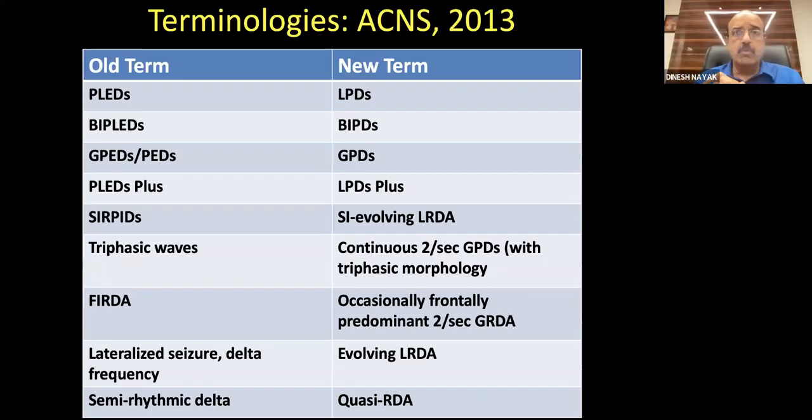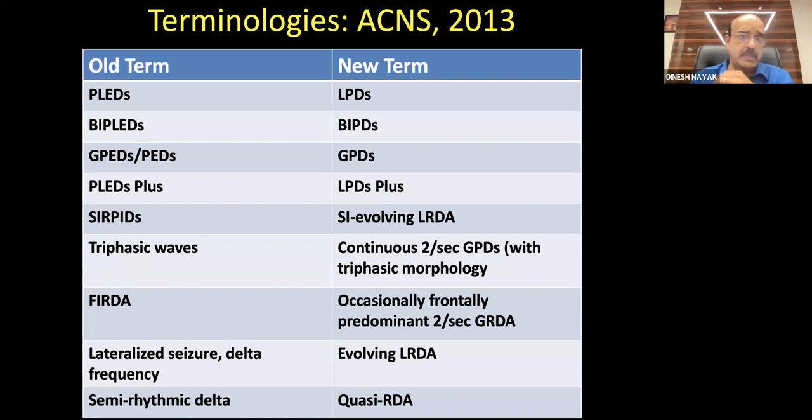Epileptiform has been removed, so now they are called lateralized periodic discharges. BiPLEDs, or bilateral independent PLEDs, are now called BiPDs. GPEDs or PEDs, that is periodic epileptiform discharges or generalized periodic epileptiform discharges, are just called generalized periodic discharges. PLEDs plus is called LPD plus.